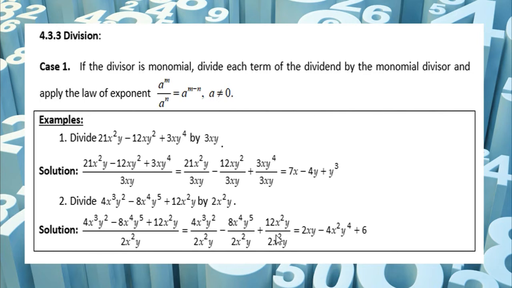Then, we have 12 divided by 2 is 6. Dayon, x squared man, wala na ang mabilin. Then, diri pod wala na, 1 na sila. So that is why the final answer is 2xy minus 4x squared y to the power of 4 plus 6.